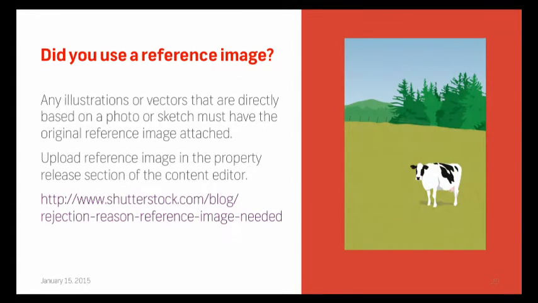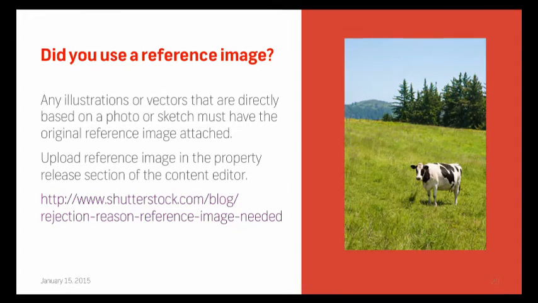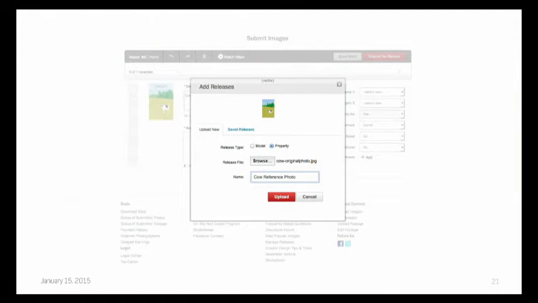So let's take a look at a vector here. It's a really cool little illustration of a cow in a meadow. Pretty simple, kind of mod kind of graphic. But when I created this, I based it on a photo that I took. So here's the original photo that I took myself. And now I'm going to have to make sure I upload this in the content editor. And so that's what it looks like here.